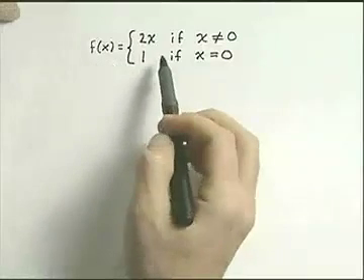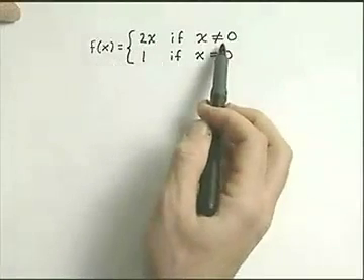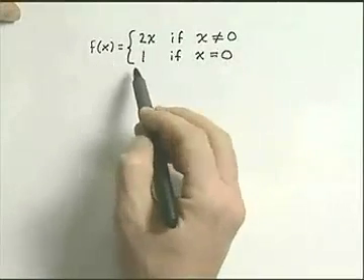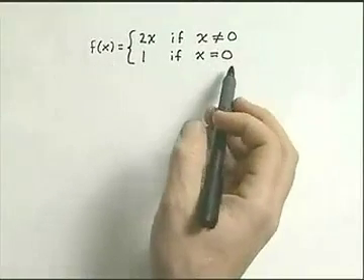We're going to analyze a piecewise defined function by answering a series of questions. We have that f of x equals 2x if x is not equal to 0, and f of x equals 1 if x equals 0.